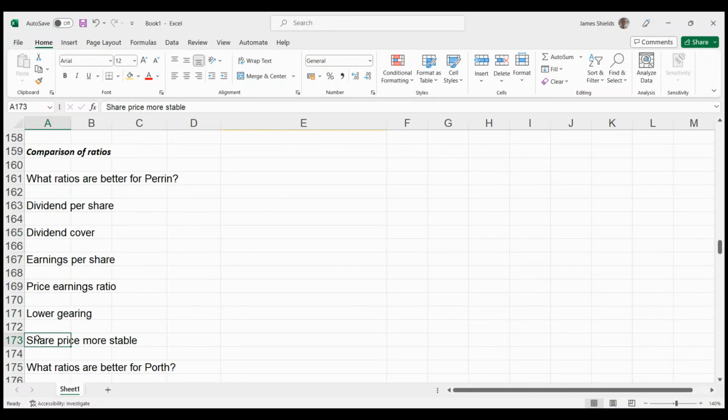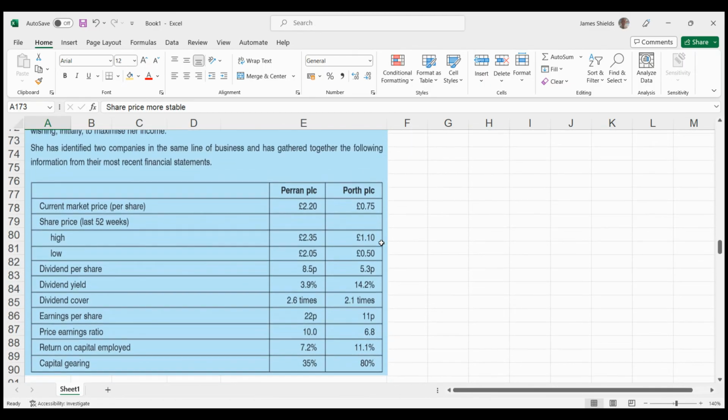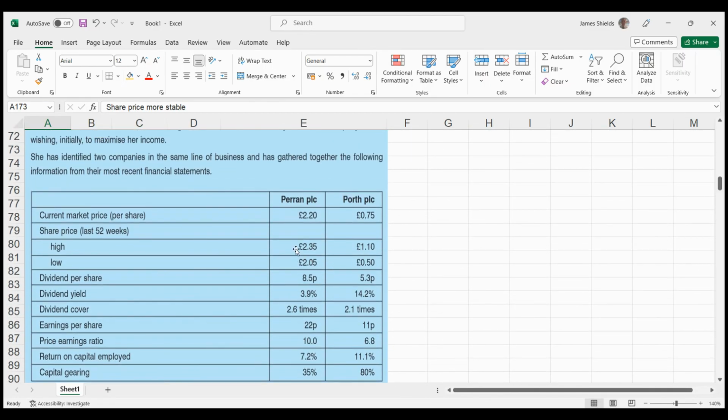I've also got here that the share price is more stable. Let's go back to that now. I'll just show you where that comes from. So I said before, the share price of Perrin ranges between £2.35 and £2.65, a movement of 30p throughout the year. Porth plc ranges from £1.10 the highest to £0.50 the lowest, which was a range of 60p. So the higher the range, the less stable the share price is.